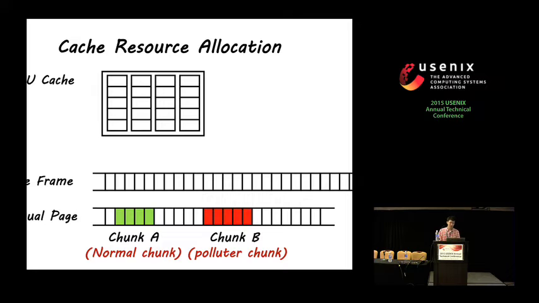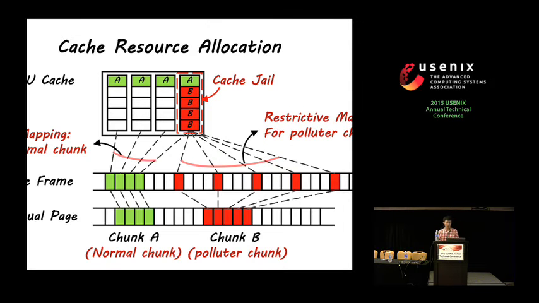So in our solution, we manage the memory mapping in two ways, each with a different cache resource allocation policy. The first mapping is called the open mapping. Just like the traditional method, it helps the data spread across cache sets. The other mapping is called the restricted mapping. It maps the user's data into a small portion of the cache, what we call the cache jail. So if we apply the restricted mapping for the polluter chunk, we can control the pollution effect at the minimum level.